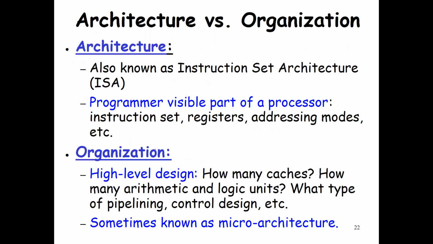When we say architecture, basically we are referring to instruction set architecture, which talks about the instruction set, the registers, addressing modes, etc. But organization is basically dealing with the high level design, like in a processor, how many ALUs will be there, how many logical units will be there, what type of pipelining or control design we are using, etc. Right?